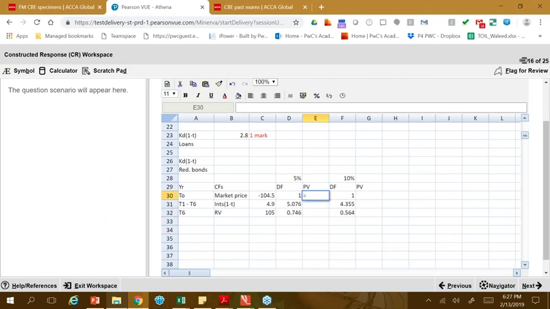So we'll find the present values, which is C30 into D30. We'll drag this down. And then C30 into F30. We'll drag this down and take the sum from E30 to E32. Copy this here.